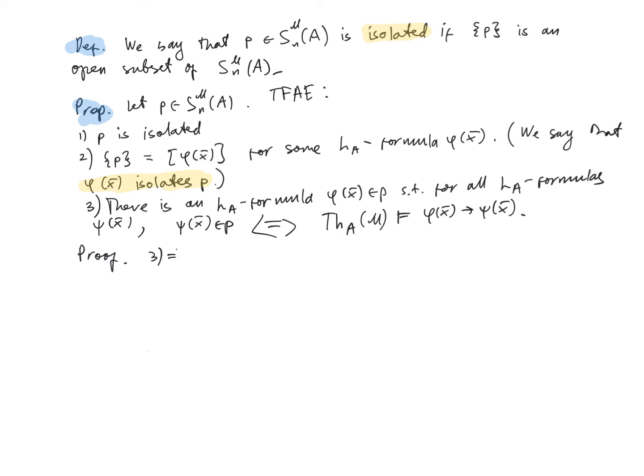Finally, we show that 3 implies 1. So assume that phi is a formula in P satisfying 3. Then we claim that P is the only type containing this formula. So the set square brackets phi is exactly the set containing P as a single element. So first of all, we clearly have that P belongs to this set, because phi is a formula from P by assumption.